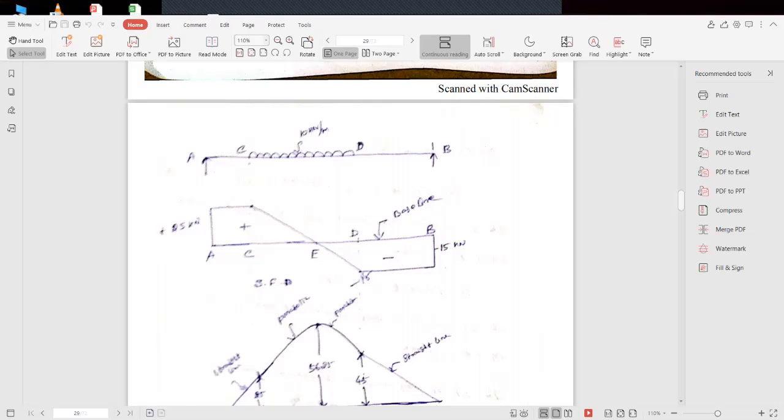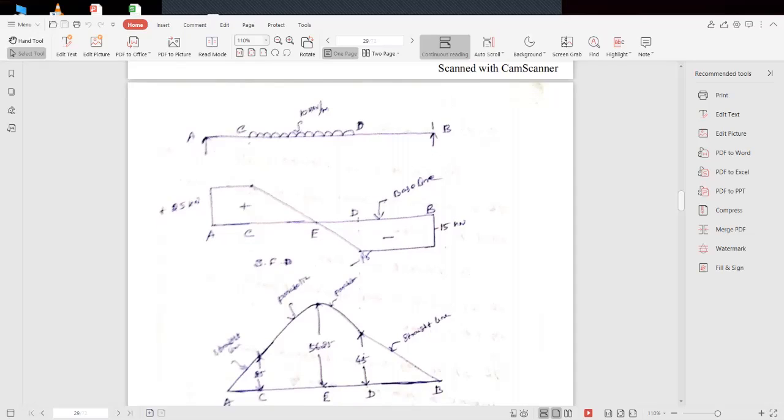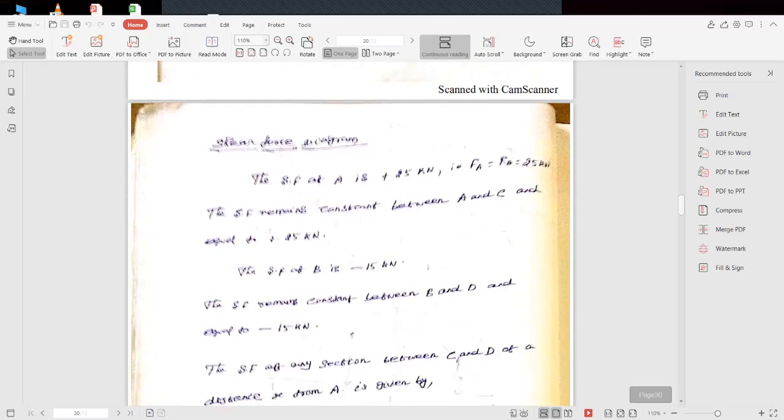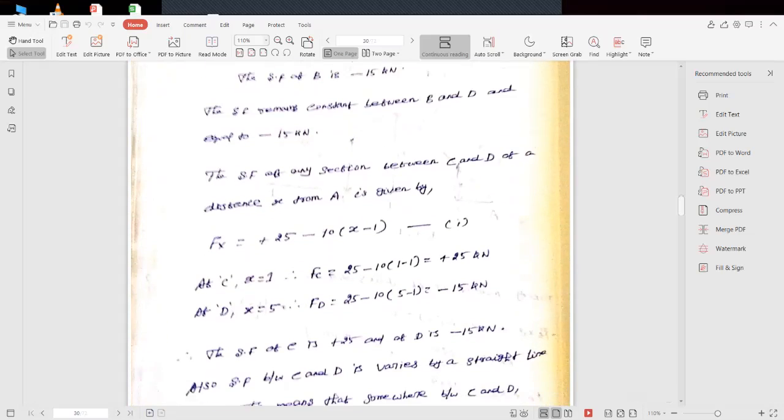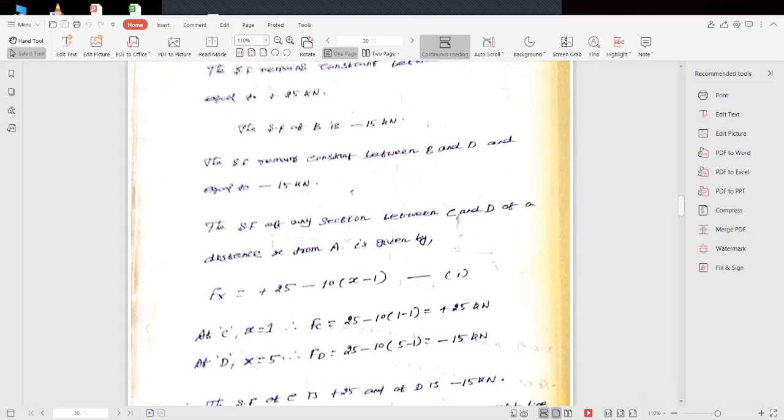So what we have to do? We have to take the section between C and D and find out the equation of Fx. Then if you substitute the x value here and here, you will find out that shear force value, right? So now you can see here how to take the section. The shear force at any section between C and D at a distance of x from the A is given by.